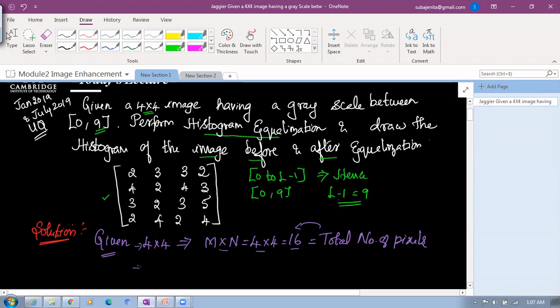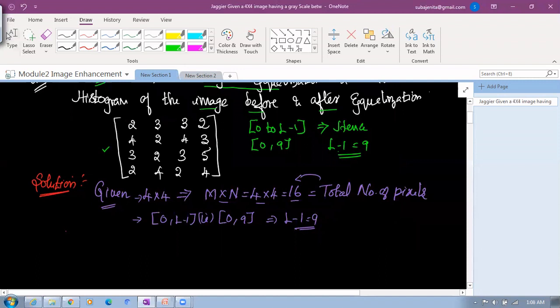And apart from that, you have been given with the gray levels which is ranging from 0 to L minus 1. That is 0 to 9. Hence, L minus 1 equal to 9. So we have extracted the given data. Now let us write the formula to calculate histogram equalization. So the formula to calculate histogram equalization is given by Sk, that is the output, which is equal to the transform which you are going to apply over the input image for a particular pixel Rk.